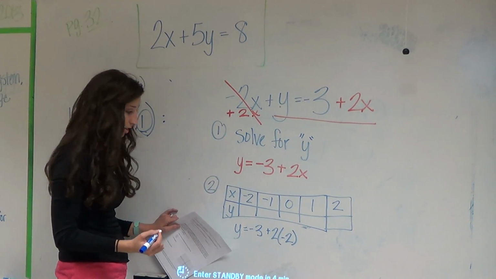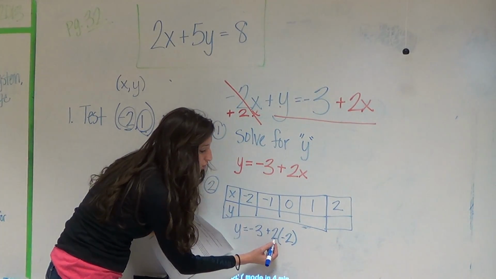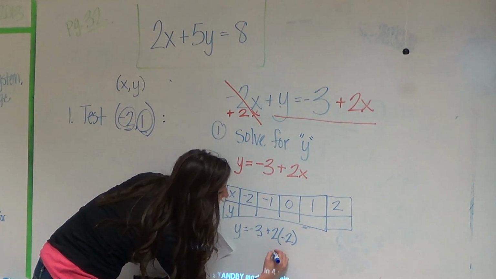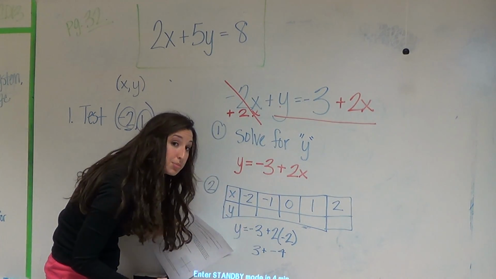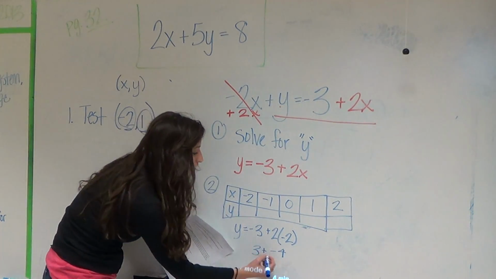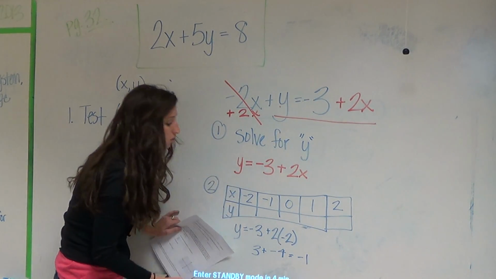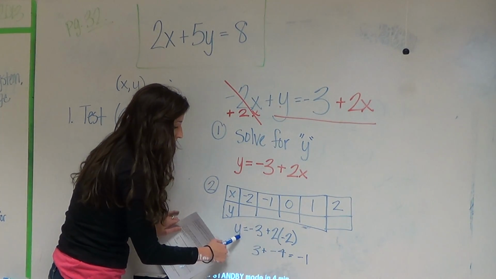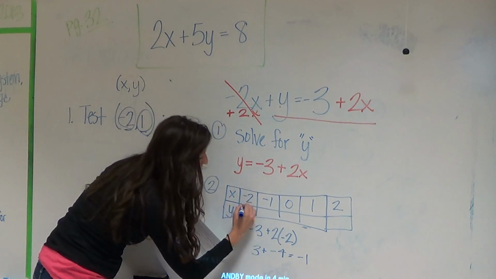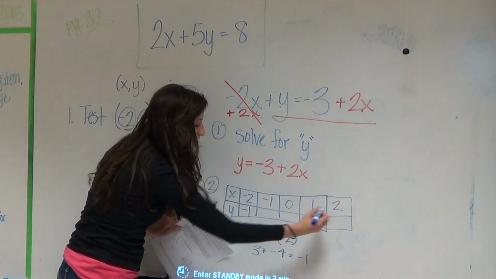Well, let's take it a step at a time. Multiplication is first according to PEMDAS. 2 times negative 2 is negative 4 plus 3. 3 plus negative 4 is going to equal negative 1. So where am I going to plug this negative 1 in? I just solved for y with negative 2, negative 1.